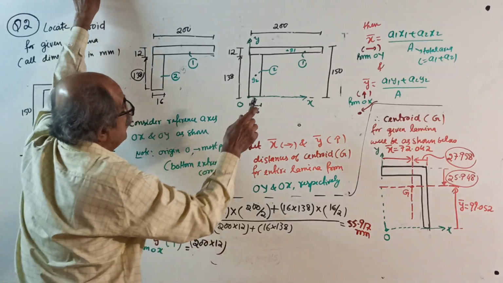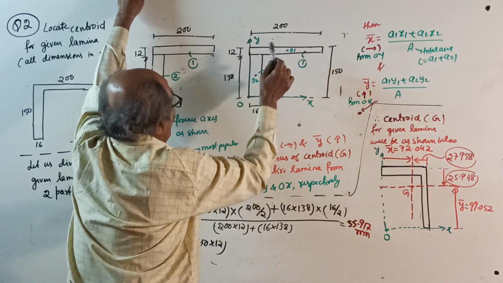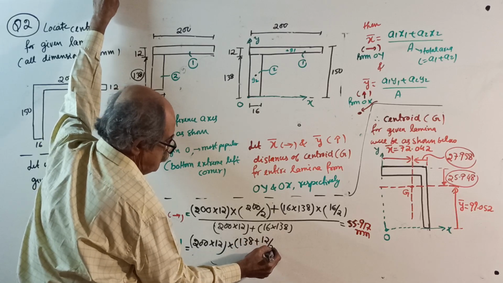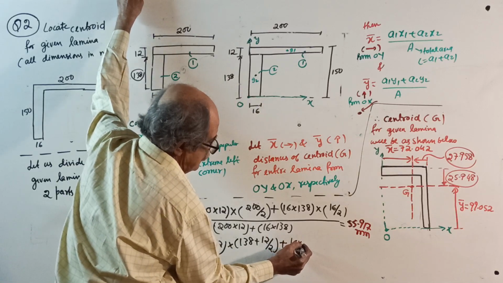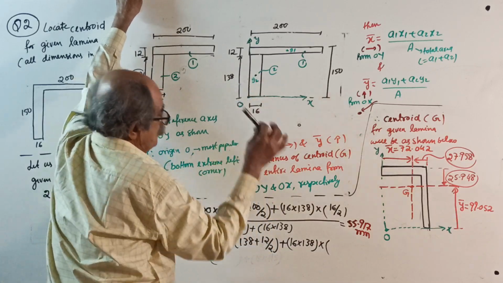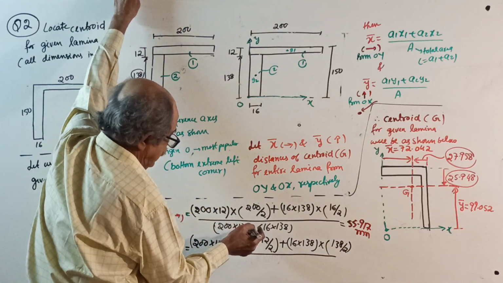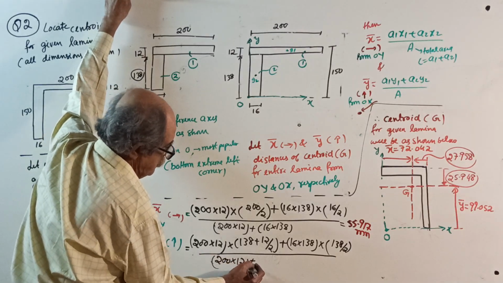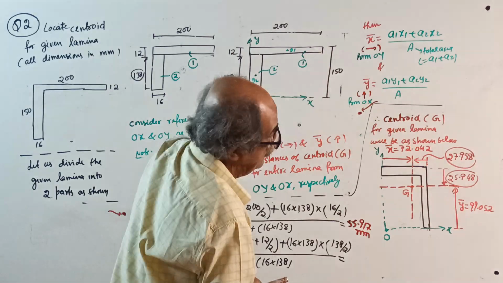Okay, then y bar equal to A1, 200 by 12, into 138 plus half of 12, that is 12 by 2, now remember your y is measured from the bottom here, plus A2, 16 into 138, second area, into, from here to here, 138 by 2. See, very simple. That's why I am not preparing a table here. Divide by total area, 200 by 12 plus 16 by 138; actually you should write it yourself. This will come, how much did I get there?